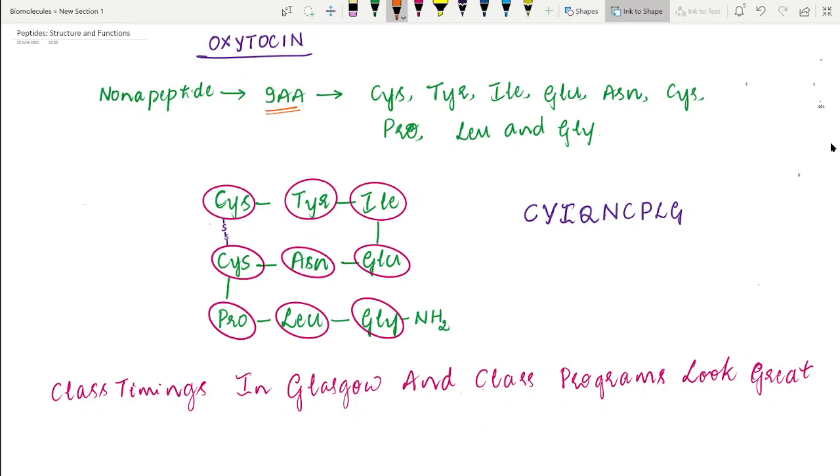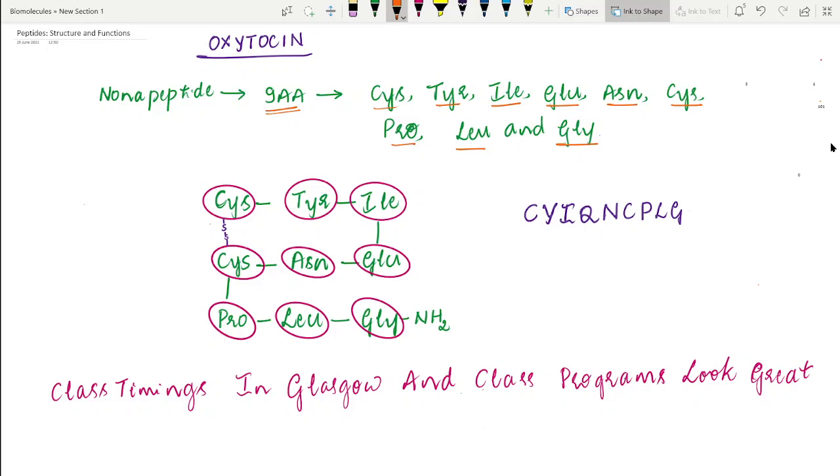The amino acids present in oxytocin are cysteine, tyrosine, isoleucine, glutamate, asparagine, cysteine, proline, leucine, and glycine. The sequence of these amino acids runs like this: cysteine, tyrosine, isoleucine, the fourth amino acid is glutamate, asparagine, cysteine, proline, leucine, and glycine. Glycine is the C-terminal amino acid.